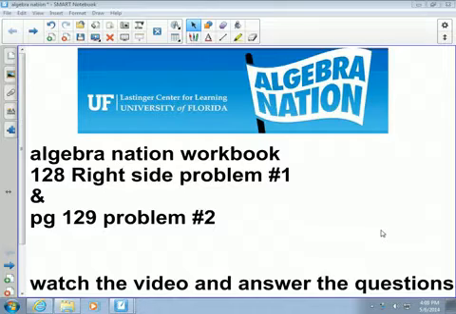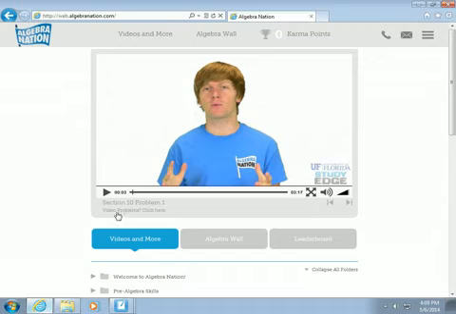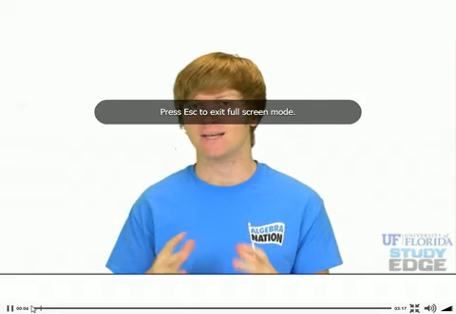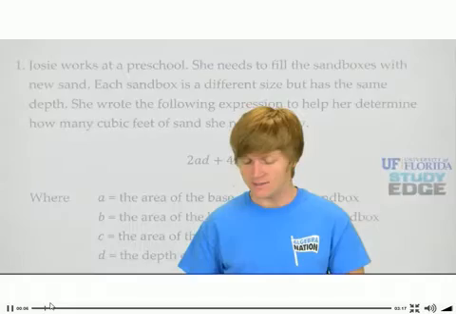Problem dos on the left side of page 129. We're going to do a factoring type of practice problem. So let's take a look.